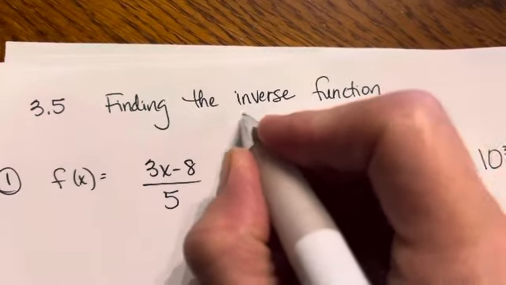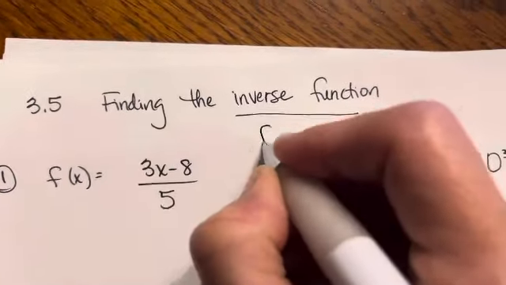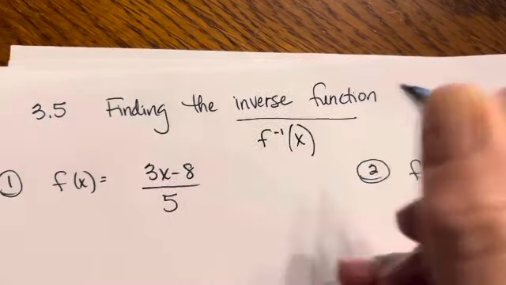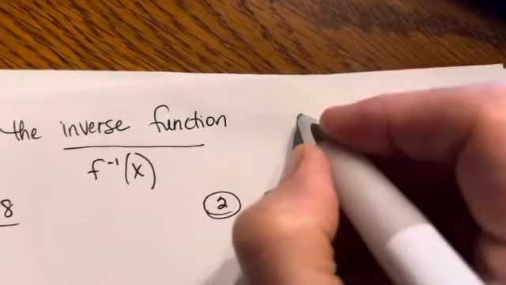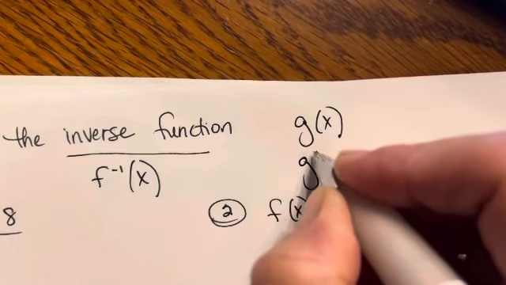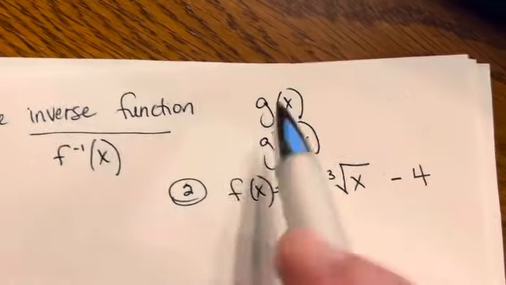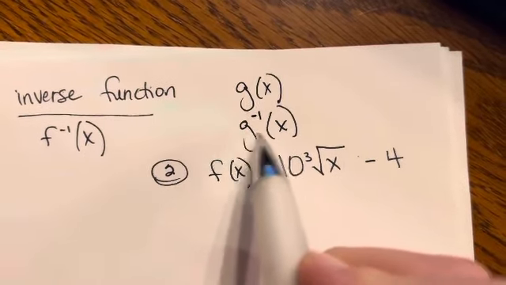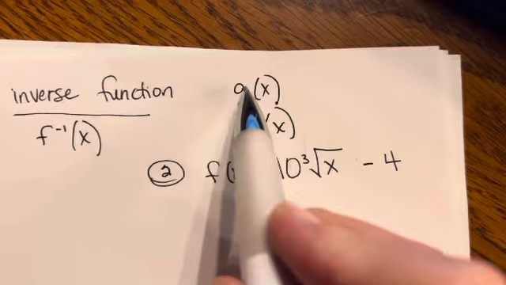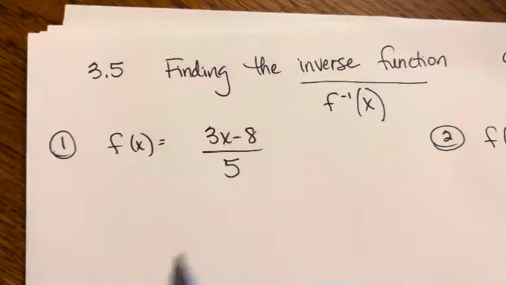Another word for the inverse function: if this is f of x, the inverse function is written f inverse x. That's the way you say it. So if my function is called g of x, its inverse would be g, with a little -1 up here, of x. That's just a little notation so you always know that's the inverse function of this function. I don't know why, that's just the way they do it.